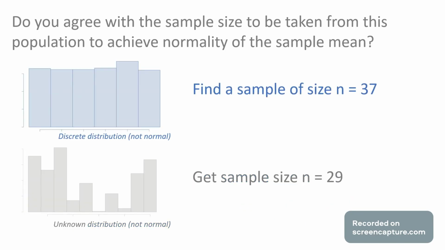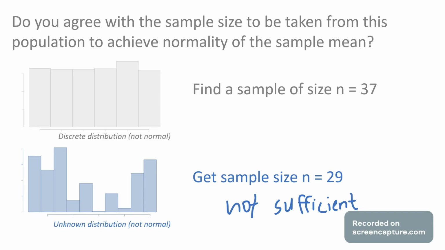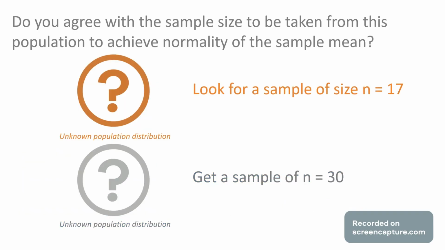How about another discrete distribution, but using a sample size of 37? I guess to me this is enough, and hopefully I am correct in my assessment. For a weird looking random distribution like this, getting a sample size of 29 is definitely not enough. We have to take a larger sample. What if we don't know the distribution at all and look for a sample size of n equals 17? Definitely that's too low to achieve normality for the sample means, especially for a population that we don't even know.